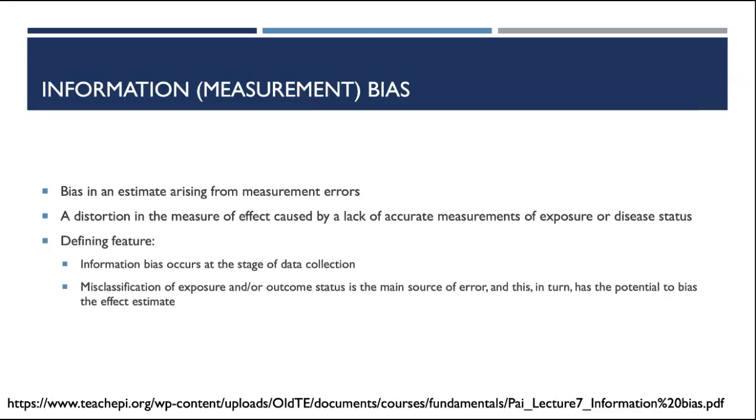Now remember, our measures of association we're calculating that we've been talking about are things like an odds ratio or relative risk. Those are fractions. So if you move people around and you misclassify them according to the variable, that is going to distort your measure of association that you calculate in your study.